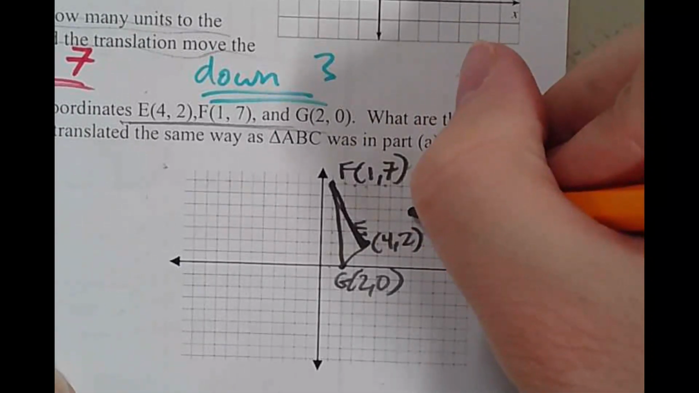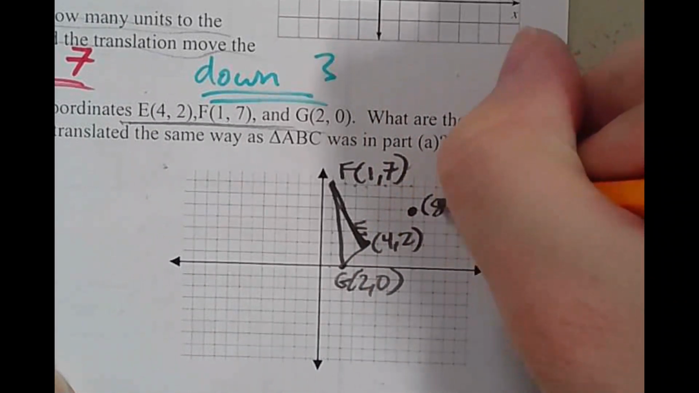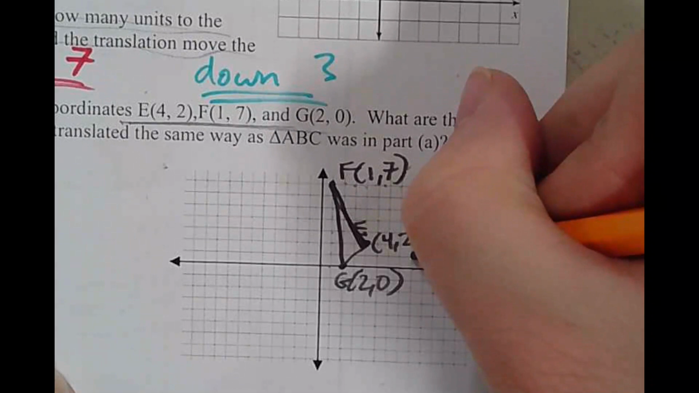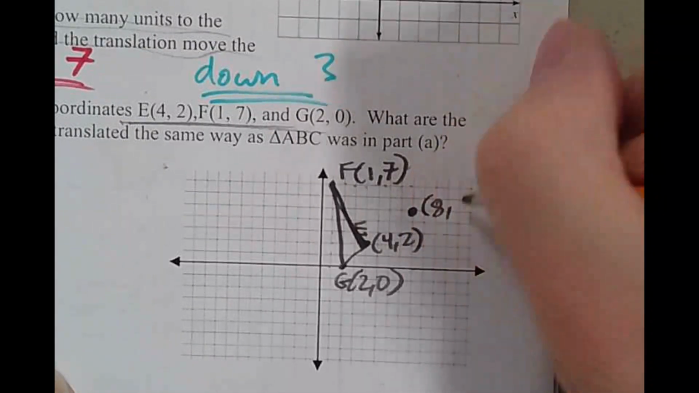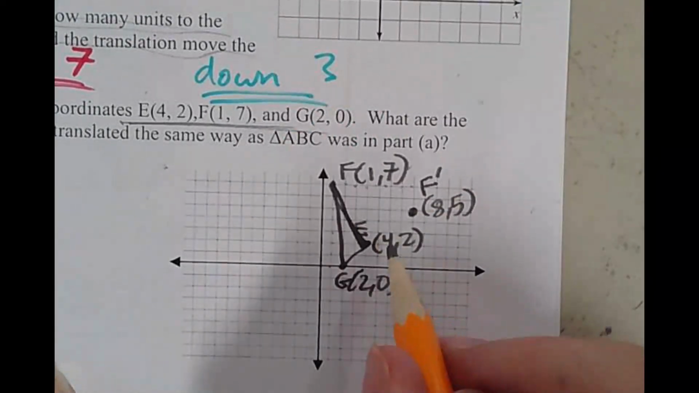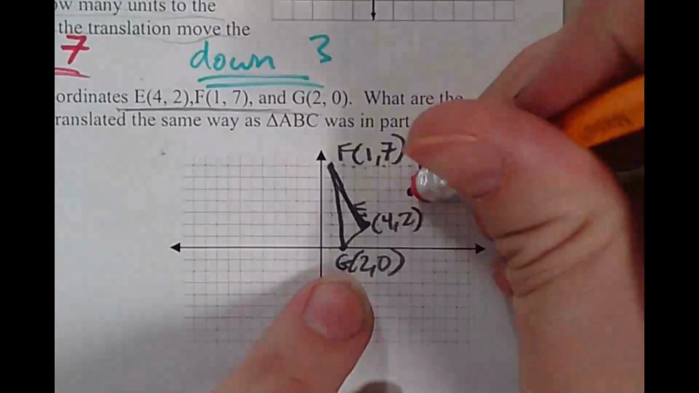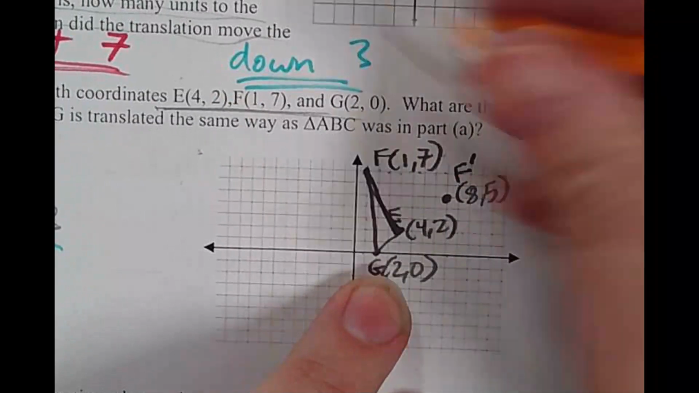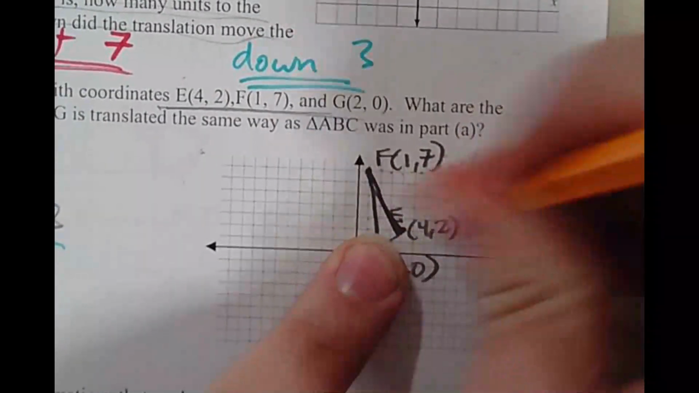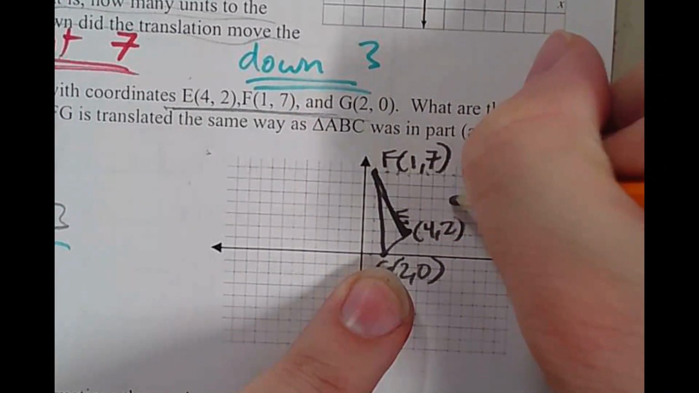What's that coordinate? 1, 2, 3, 4, 5. That's F prime. What about E? We have to move it right 7. 1, 2, 3, 4, 5, 6, 7, and down 3. Oh, I made a mistake there. Sorry about that. It's down 3, not down 2. So for point F, it should have been right 7 and down 3.